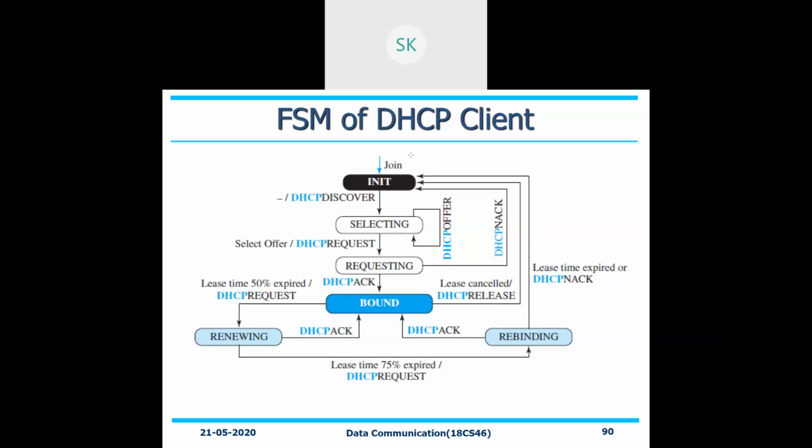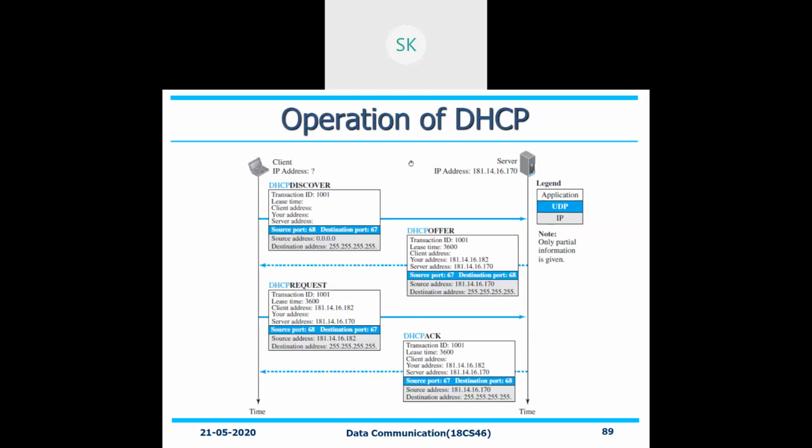DHCP is nothing but dynamically assigning the IP address for the client. How is it done? First, you will be sending the discover packet. In the discover packet, everything will be 0. No lease time, no source address, no your address, nothing. Only thing is, it will give you the idea that I can communicate using this port number, I want to communicate with the server.